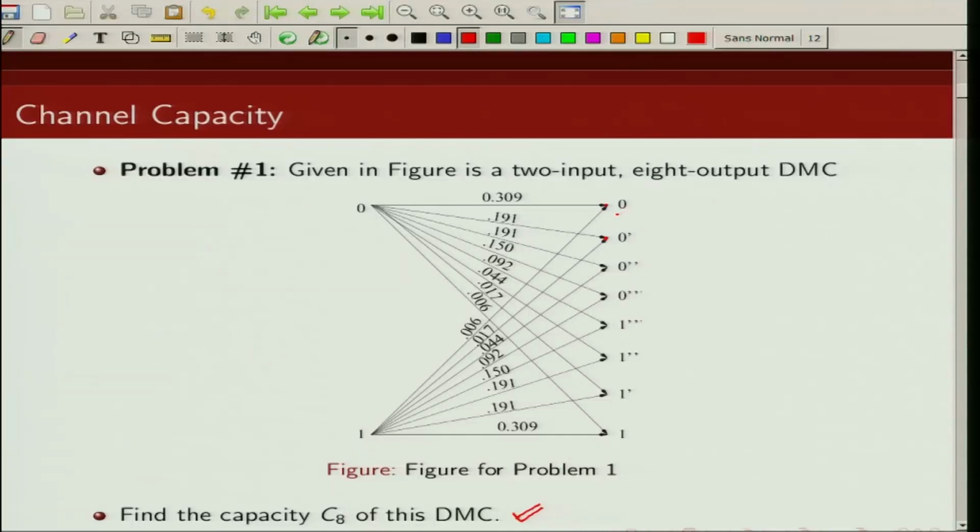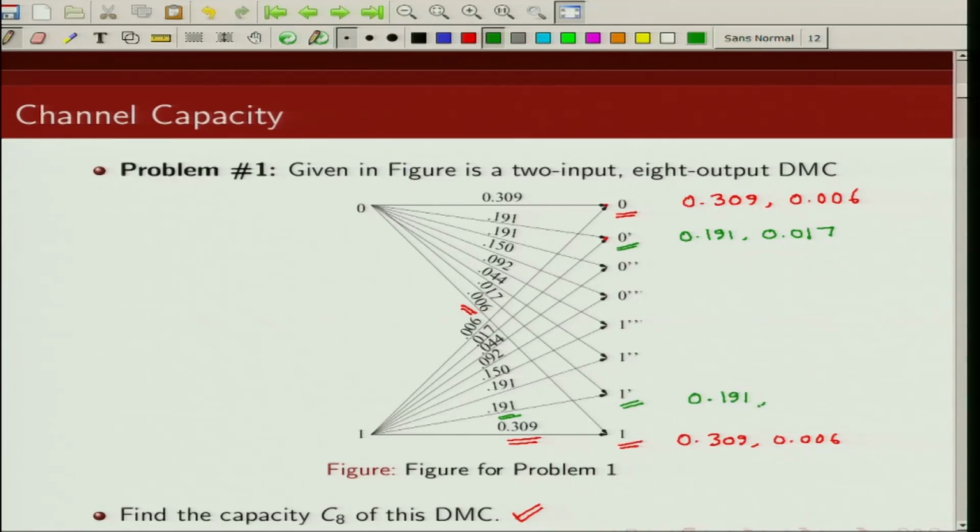So let's look at output 0 and output 1. If you look at the probabilities, this is 0.309 and this is 0.006. What about this particular output? Again the transition probabilities are 0.309 and 0.006, which means 0 and 1 have the same focusing. Let's look at 0' and 1'. This is 0.191 and this is 0.017. Similarly this one is 0.191 and this is 0.017. So these two are also uniformly focusing.